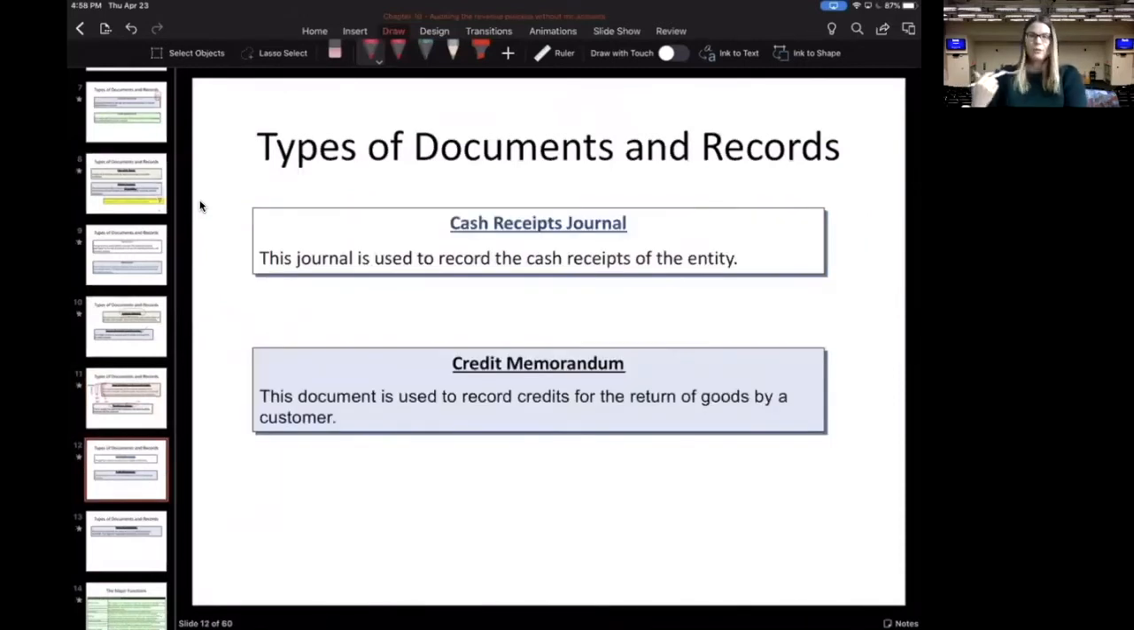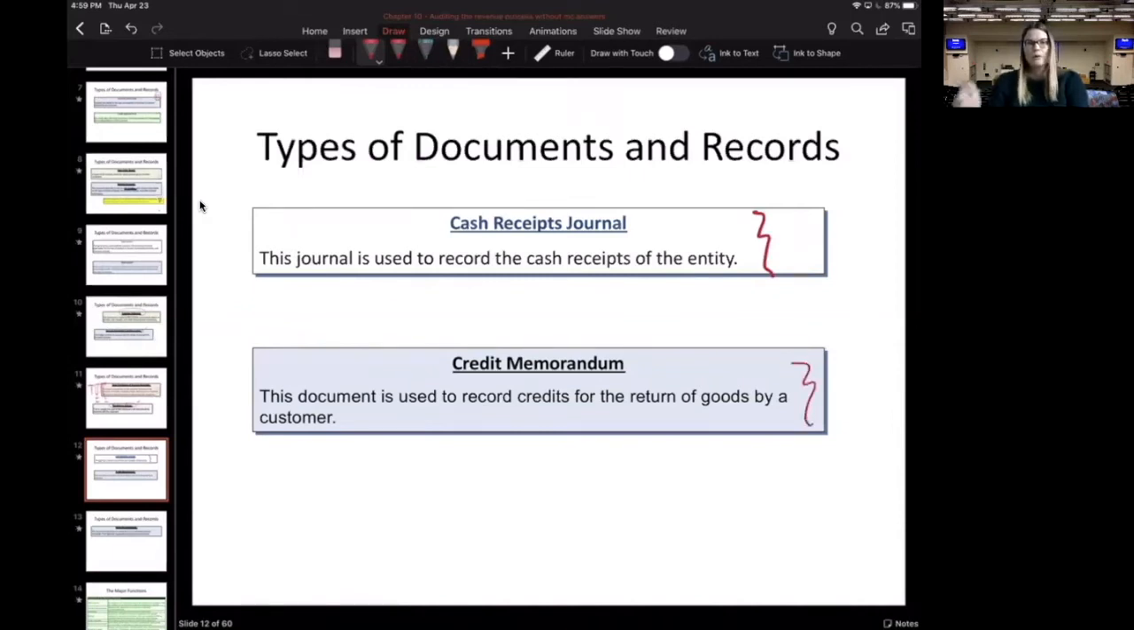Moving on, we have the cash receipts journal, right? So this is when all the remittance advices and checks that go along with them are actually received by an organization. Then they will be recording those cash receipts in the cash receipts journal. So this is another kind of subledger. And then we have credit memos.